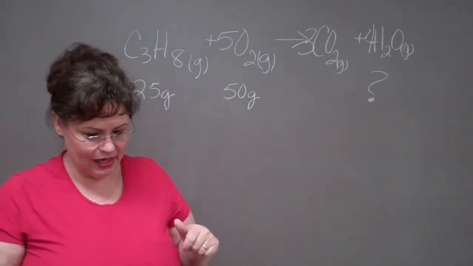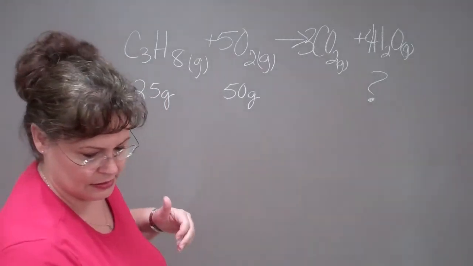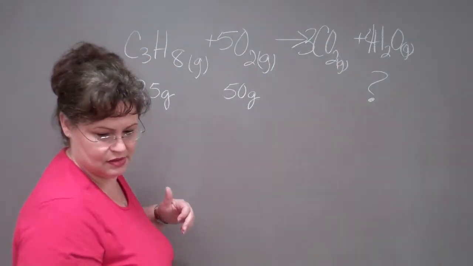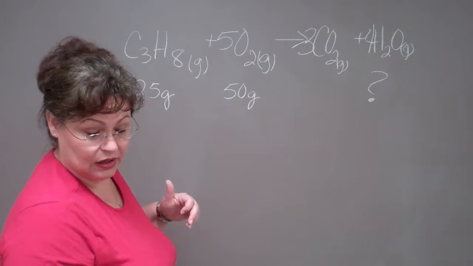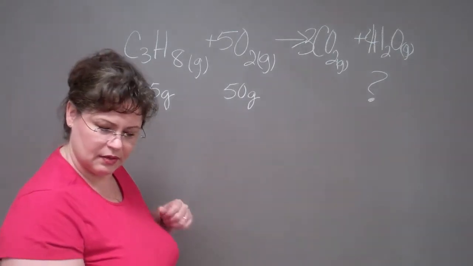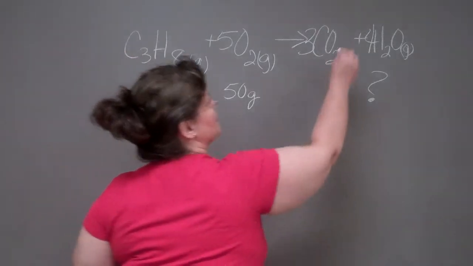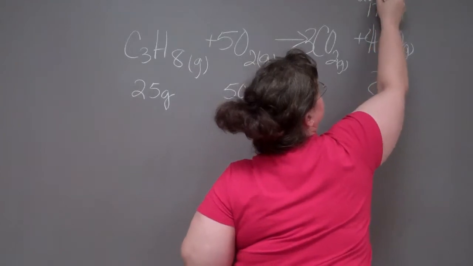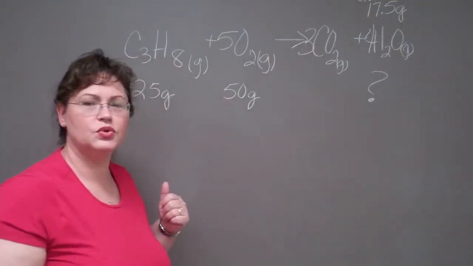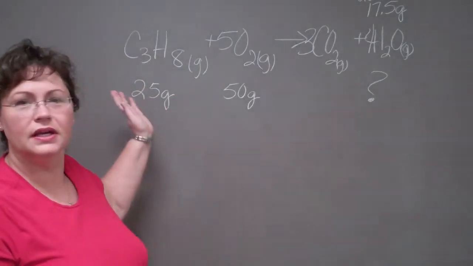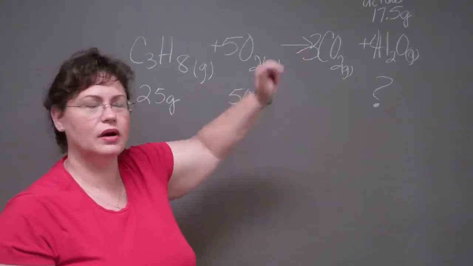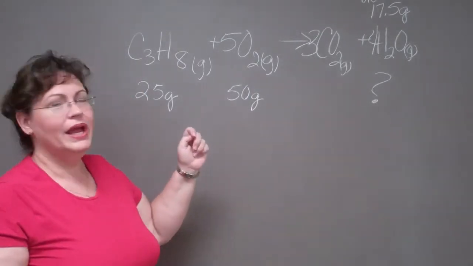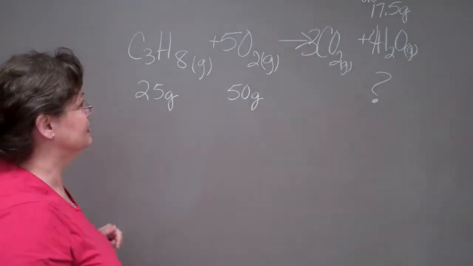When we did this in lab, we actually isolated 17.5 grams. So this is our actual. Our actual yield in lab was 17.5 grams when we did this combustion reaction. We collected the water from it. We actually isolated 17.5 grams of water. We have to know a percent yield for what we isolated.